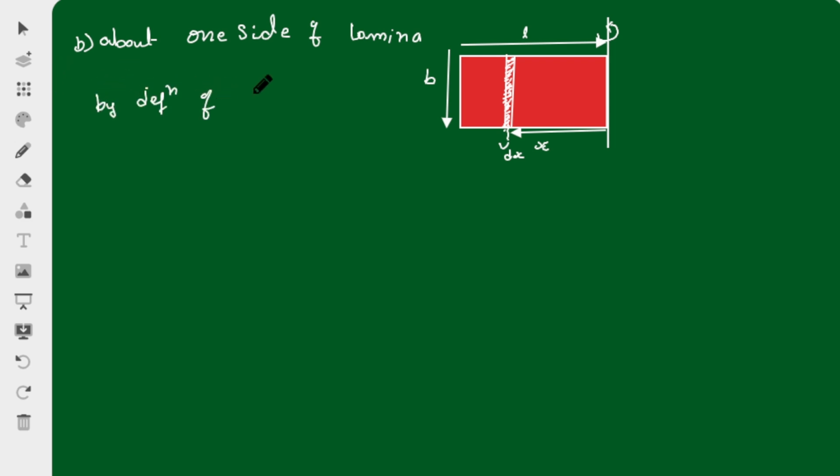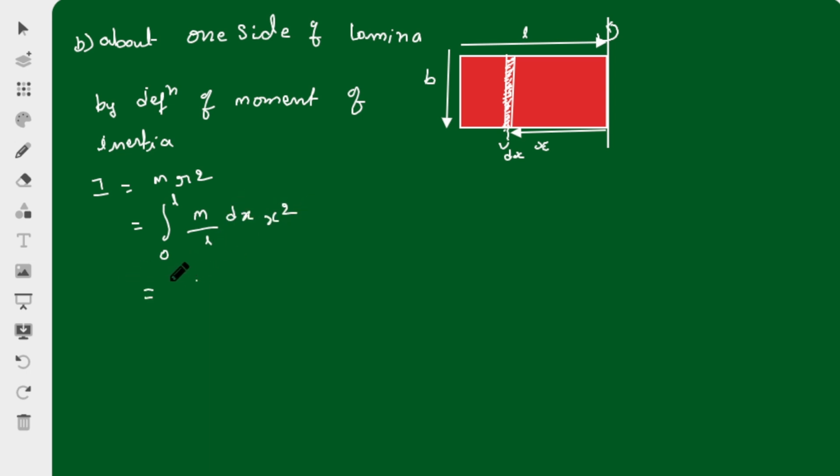So by definition of moment of inertia, we know that I equals m r square, right? M is the mass of that element and r is the distance from the element to the rotational axis. So the mass of that element, as we calculated in the earlier video, is m by l into dx. So m by l is constant, take it outside. Integrating x square gives x cube by 3 over the limits 0 to l.